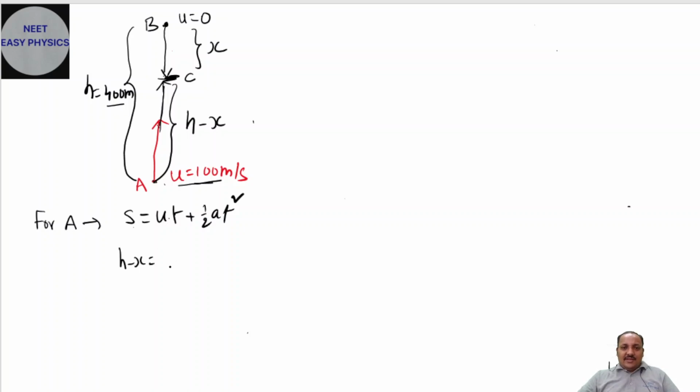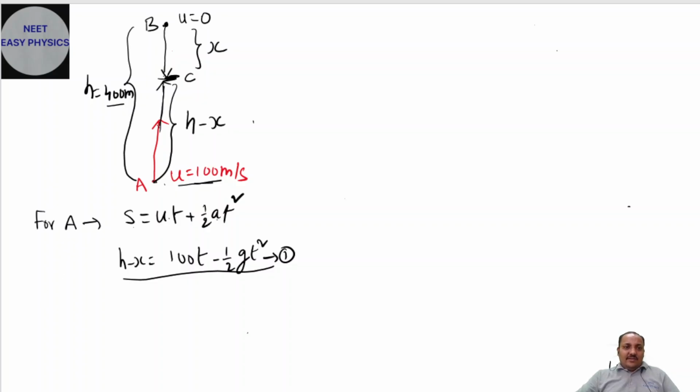What is U for A? 100 T. Since it is a vertically projected body, for A it is minus half G T square. Call it equation number 1: H minus X is equal to 100 T minus half G T square.